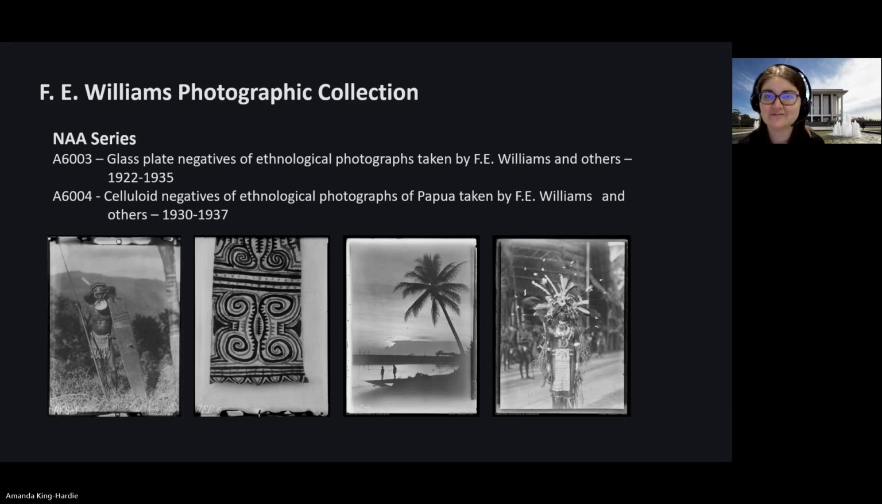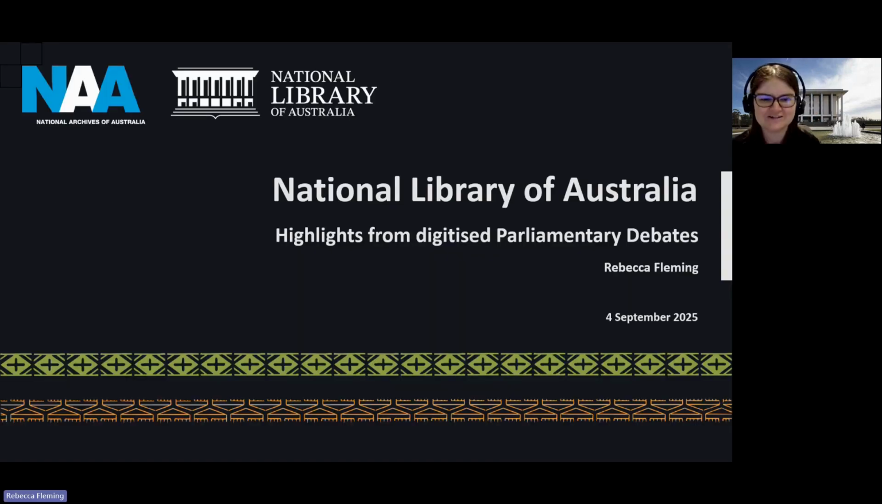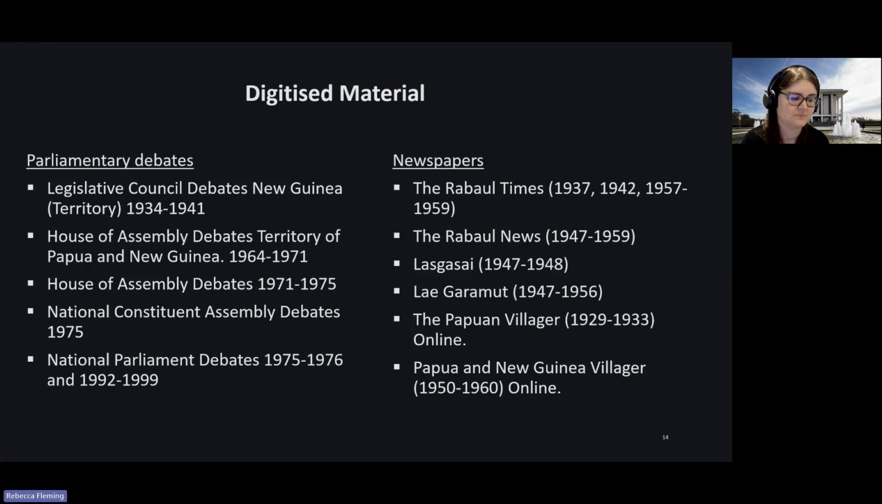Now, to commemorate the 50th anniversary of the independence of PNG, the National Library has digitised some collections, and I'm just going to move on to the National Library slide. We've digitised the parliamentary debates, which you can see on that slide there. We hold in our collection, and this includes parliamentary debates from the pre-independence era through independence up until the 1990s. We will also be digitising a selection of newspapers, and not all of those are up on Trove yet, but they will be added over the next little while.